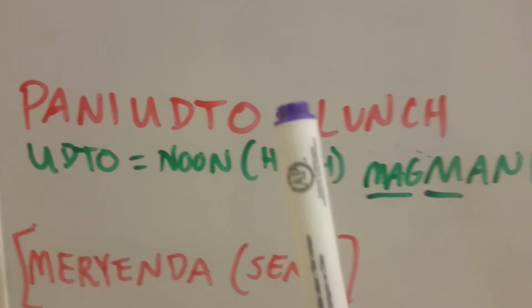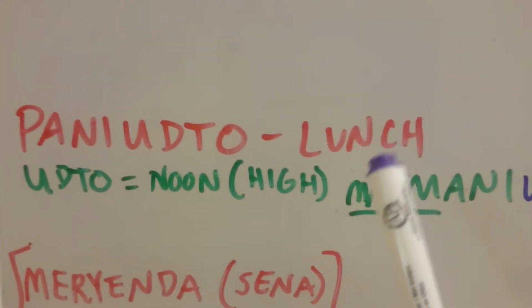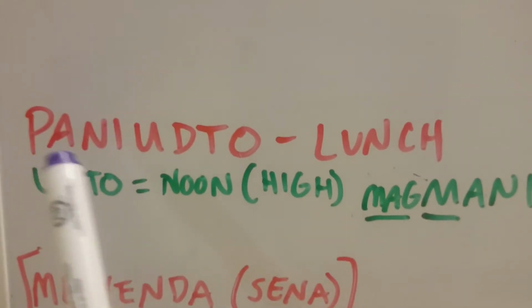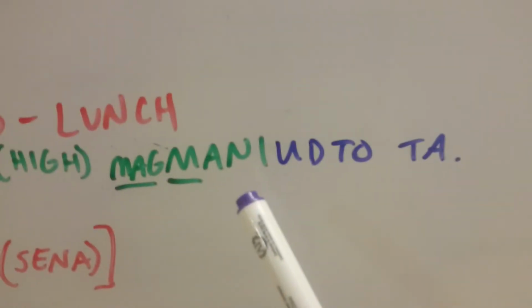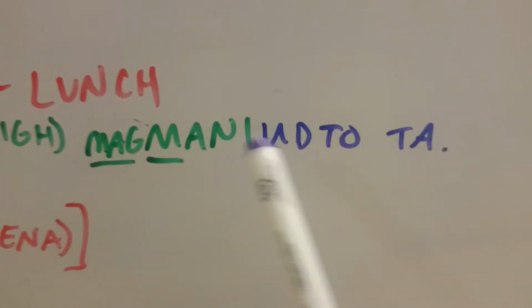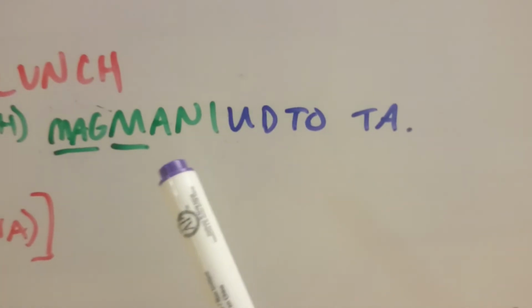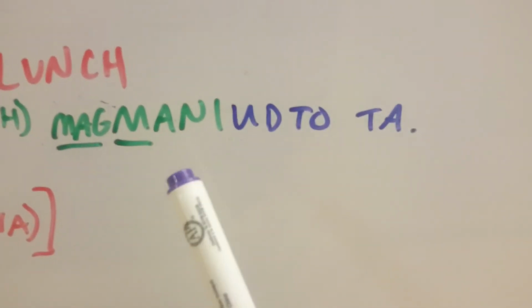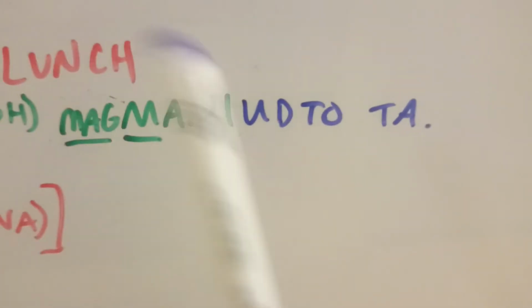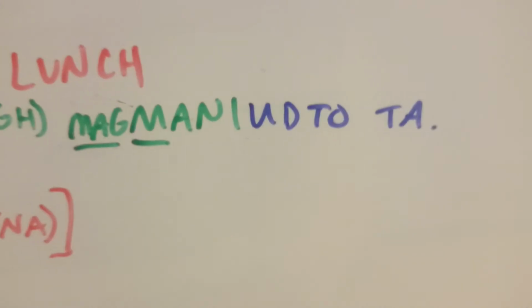So udto, high noon, right? And it means lunch if we put the pani prefix before it. Pani udto, lunch. And our example here is magmani udto ta. Okay, we're going to have lunch. We will have lunch, right? Magmani udto ta. I can also just say mani udto ta. We're gonna have lunch now.